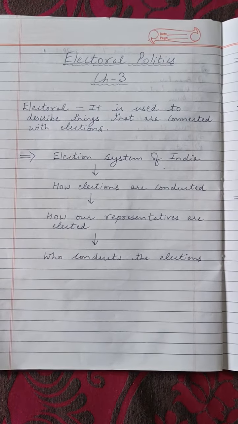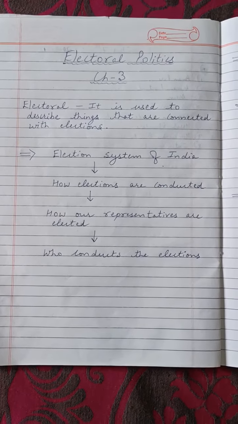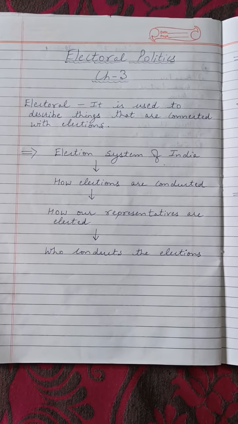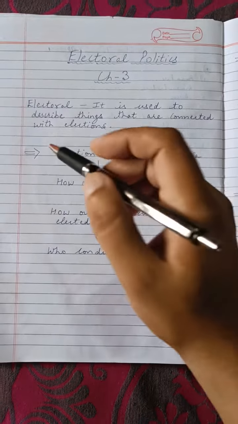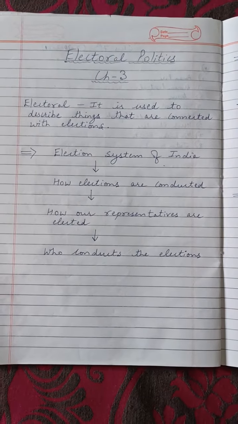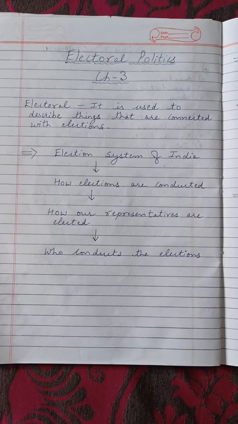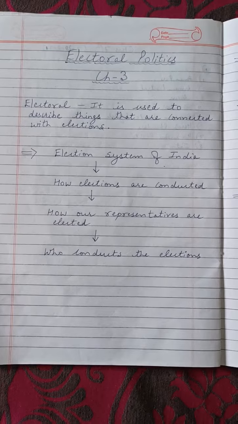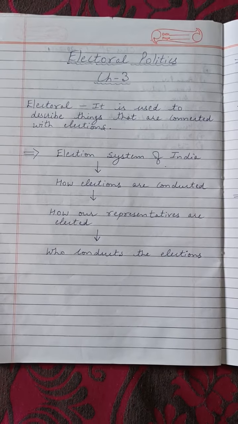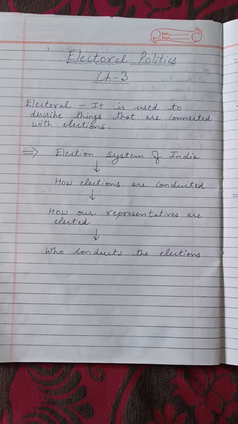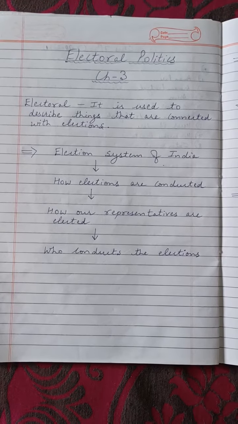Good morning, students. Let us start with chapter 3 of civics, and the chapter name is Electoral Politics. The word electoral here means something which is connected with elections. I repeat again, the word electoral is used to describe things that are connected with elections.